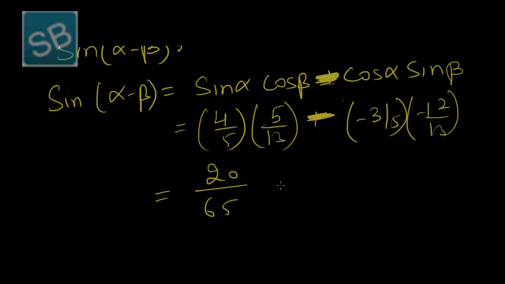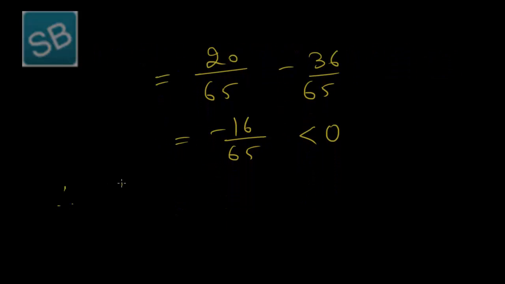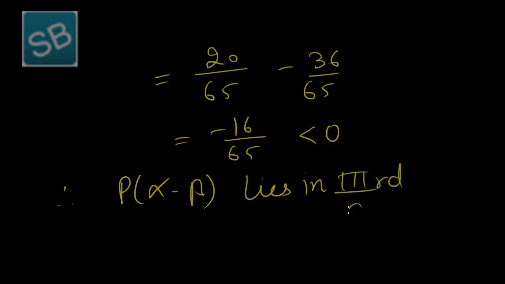So we get 20 over 65 minus 36 over 65, which is minus 16 over 65, that is less than 0. That is, the sign is negative. Therefore, P of alpha minus beta lies in the third quadrant. So by using this concept, we can find the position of any angle, that is P of alpha plus beta and P of alpha minus beta, if we know alpha and beta.